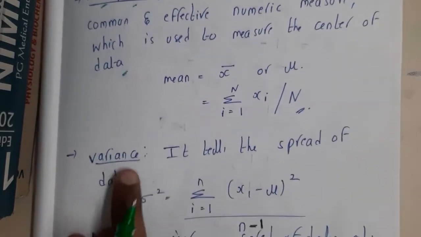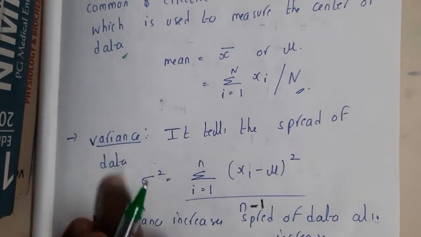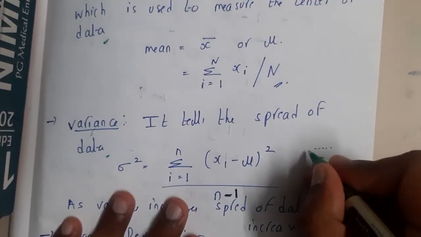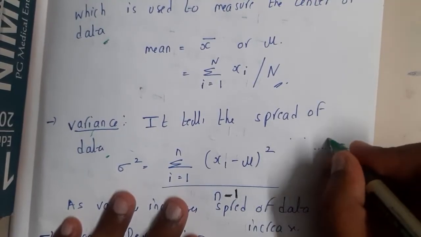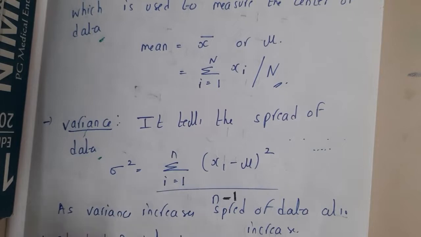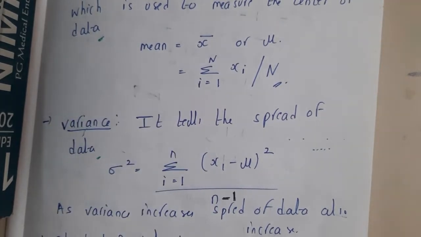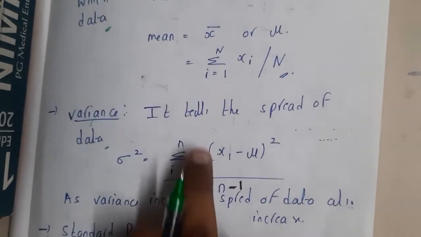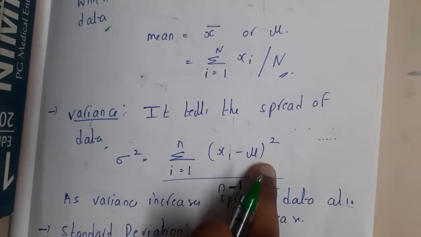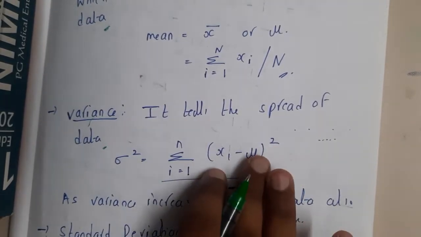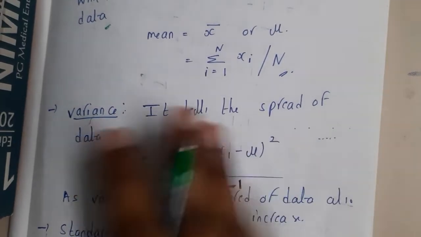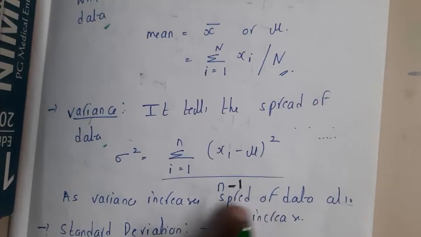Similarly, variance tells the spread of data. Basically, is your data close to itself, or is it too far apart with big gaps in between? That concept is captured by variance, guys. The formula is the sigma of (x_i minus mu) whole square. So you subtract each value from your mean, square it, add for every term, and divide by n minus 1.